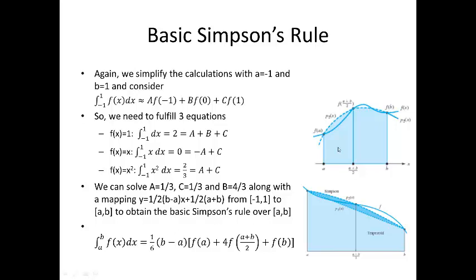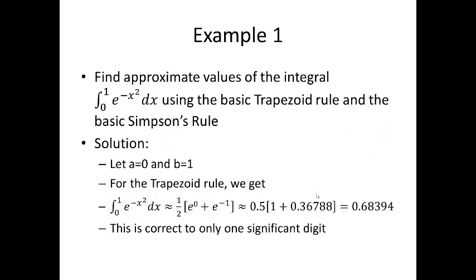The top graph here shows Simpson's rule by itself. You can again see that the resulting curve is smoother than the trapezoid rule. And down here we see both the trapezoid and the basic Simpson's rule compared to one another. Let's take a look at an example of how we would use this.